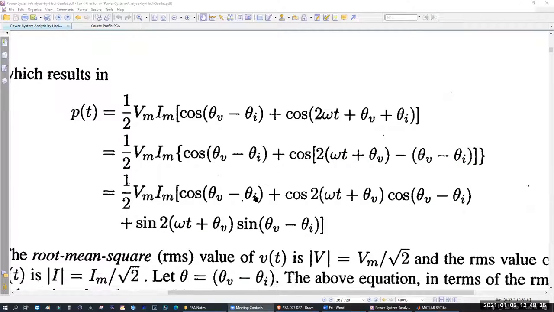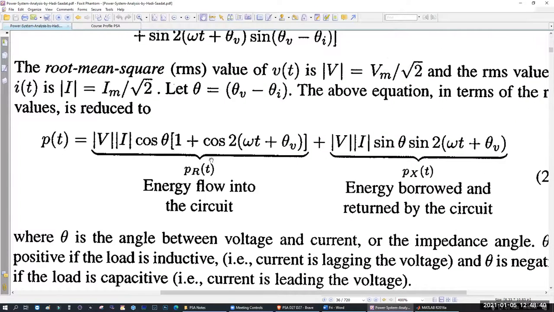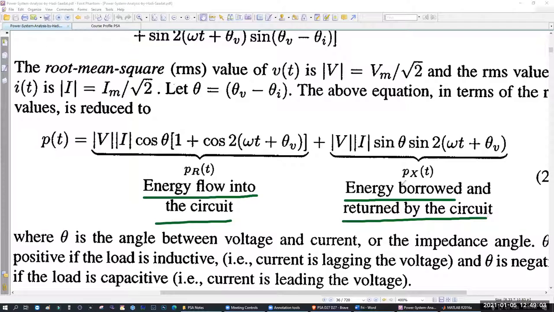So from there, if we rewrite the formula, you will have something like this. VI cos theta times (1 plus cos(2 omega t plus theta V)) plus VI sine theta times sine(2 omega t plus theta V). That means you have a cos part and you have a sine part. The cos part is called PRT. That means that is the energy flow into the circuit. The sine part is called PXT. That is energy borrowed and returned by the circuit. That is called reactive power. That is reactive, this is the real.